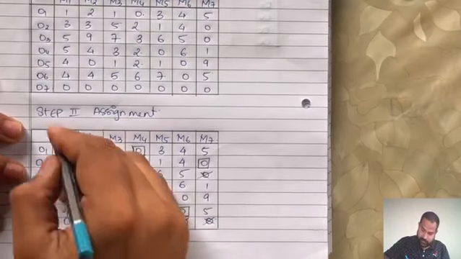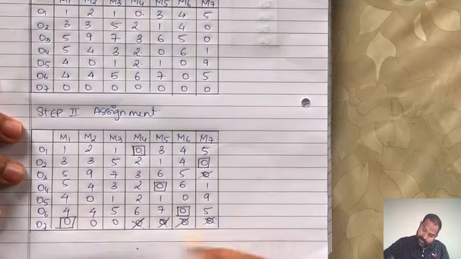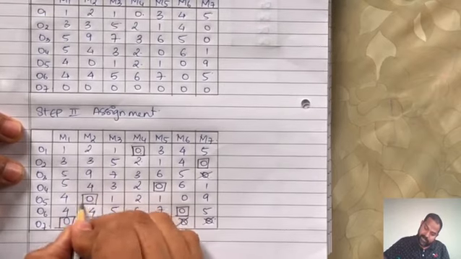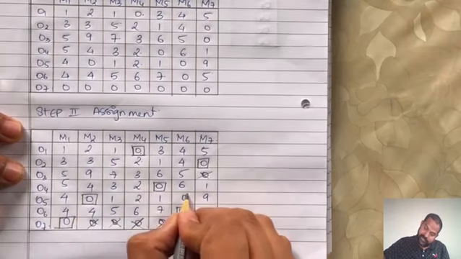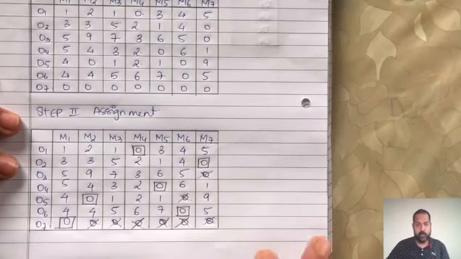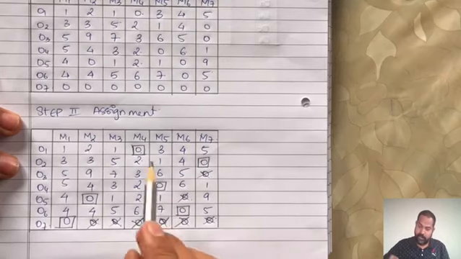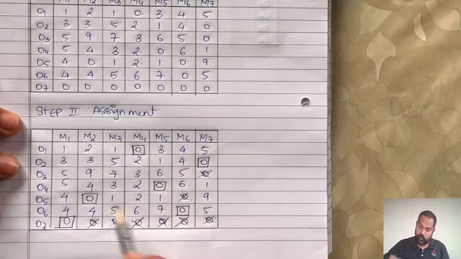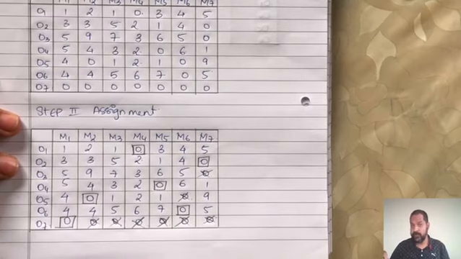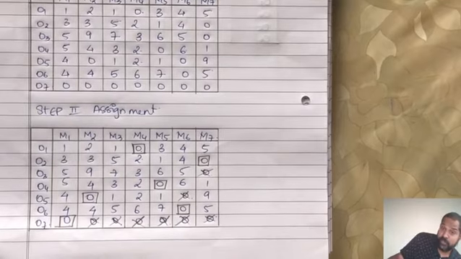Let's go column wise. 1 0, mark it as an assignment. Cancel every other 0 in that row. 1 0, mark it as an assignment. Cancel every 0 in that row. Can I say all the zeros are either marked or cancelled? Yes. How many assignments did you get? 1, 2, 3, 4, 5 and 6. How many should you have gotten? Well, I should have gotten 7. So optimal assignment is not reached.